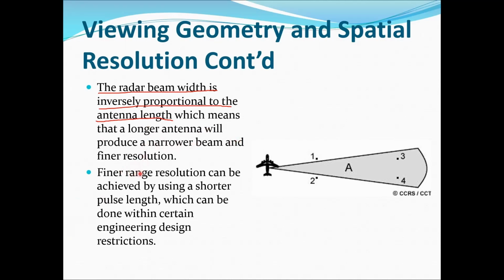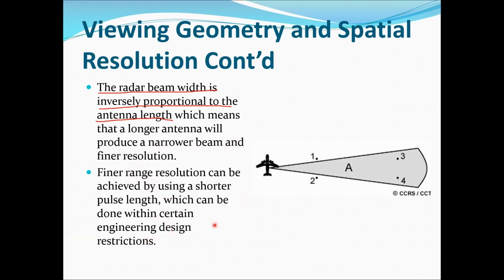So finer range resolution can be achieved by using a shorter pulse length along the range. Along the range, just get a shorter pulse length, okay? For that one, along the one you looked at in the previous slide, this can be done within certain engineering design restrictions.